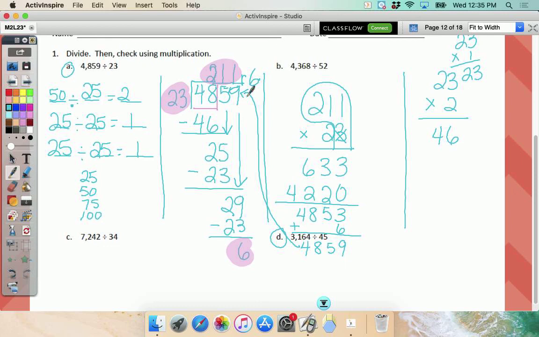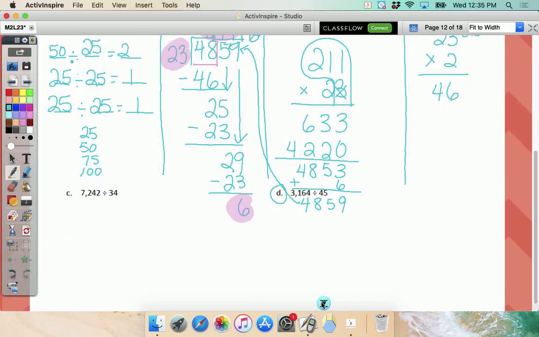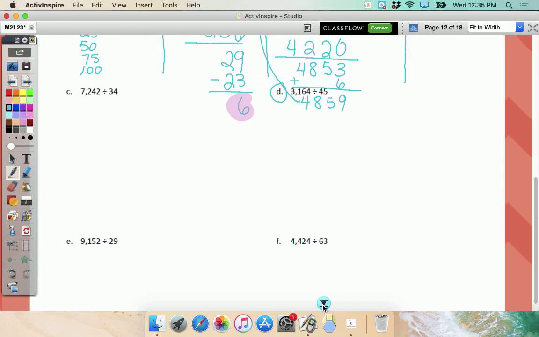Okay, so that's the first problem. All right, pretty simple, wasn't it? Let's go down and do the next one. So this one is, we're going to do problem D. So start with your 4 columns, so your 3 lines, and then write problem D, 3,164 divided by 45. Stop when you get that much done.